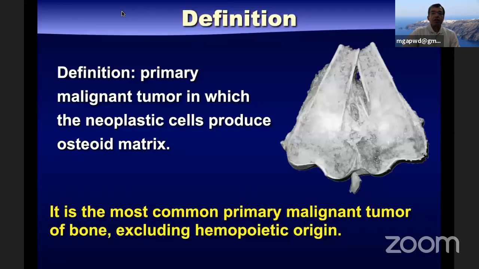So let's move on to what is an osteosarcoma. By definition, osteosarcoma is a primary malignant bone tumor. When we say primary, it means it is something which arises from within the bone. The hallmark of an osteosarcoma is that the malignant cells will produce what is called the malignant osteoid. So it's a matrix producing tumor. Unlike an Ewing sarcoma, which doesn't have any matrix, osteosarcoma produces an osteoid matrix. It's the most common malignant primary bone tumor.